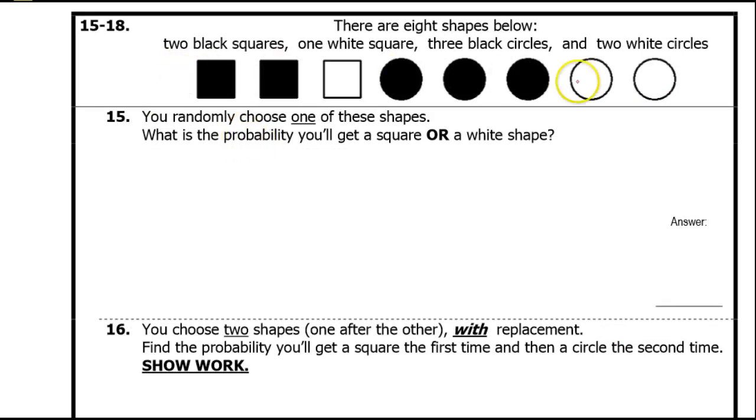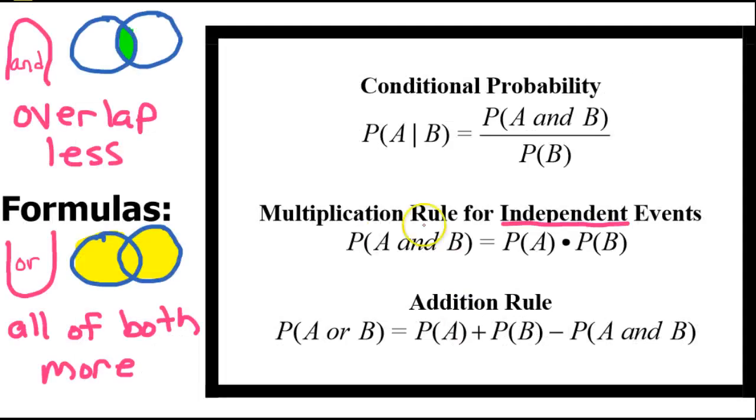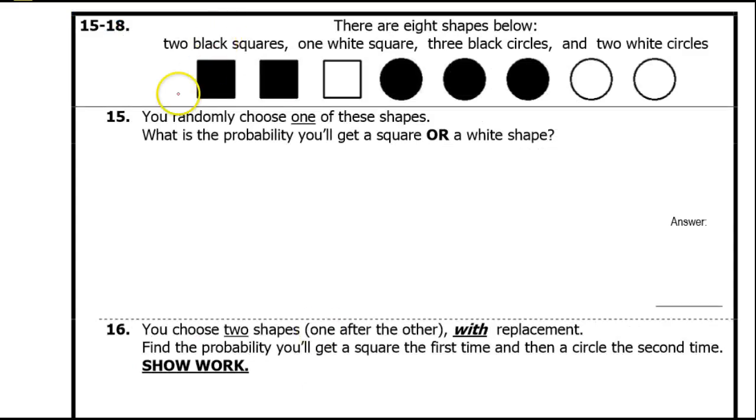Okay, look at these 8 shapes. You randomly choose one of these shapes. What's the probability that you'll get a square or a white shape? Remember that when we talk about or, we're talking about all of both. So let's see. Which of these are squares? Well, we've got square, square, square. Now, which of these are white shapes? Well, we've got white shape, white shape, white shape.